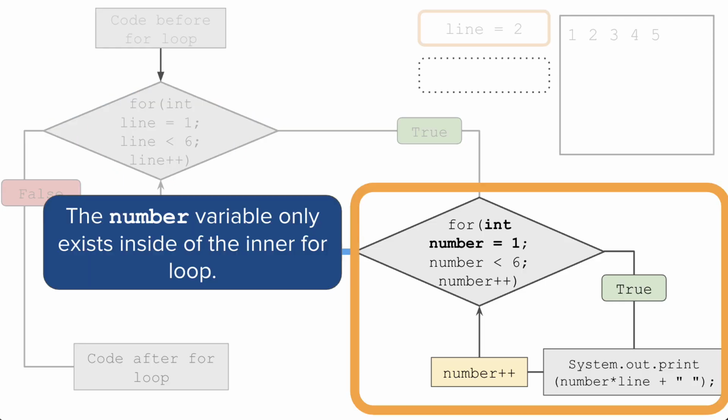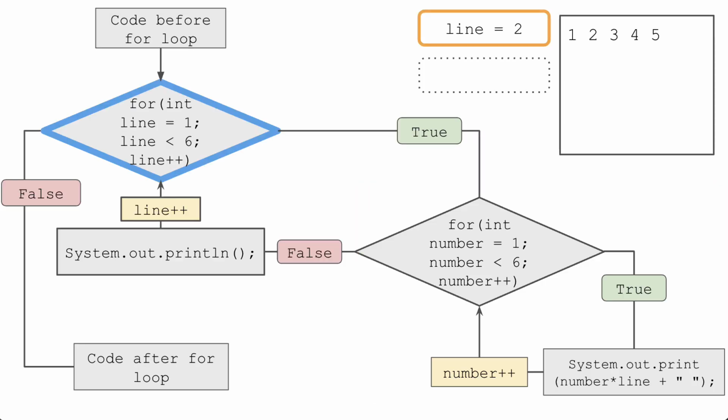One thing to note here, the number variable only exists inside of the inner for loop. If you tried to access it outside of the inner loop, you would get an error. This has to do with something called scope, which you will learn more about later on in the course. Great, we've completed one full iteration of the outer loop. In the next video, we'll flip back to the actual code to continue walking through the nested iteration in this program.